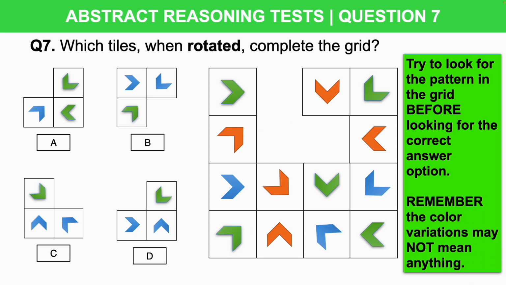Remember, the color variations may not mean anything. And I'll give you a hint. In this example, the different colors don't actually have any meaning. So instead, we need to try and look for a pattern with what we can visually see. Now, the first thing you should notice is both the left column and right column follow a particular order. So the top arrow points right, and the one below it has rotated anti-clockwise by 45 degrees. And then it repeats again. It's the same right-hand arrow, and then again rotates anti-clockwise by 45 degrees.